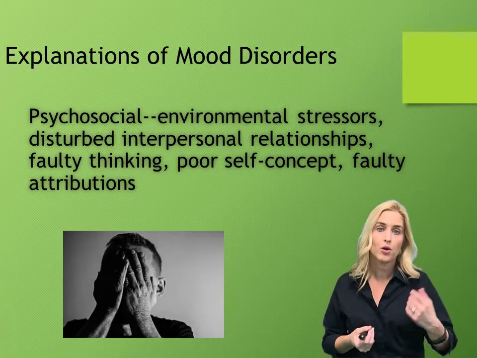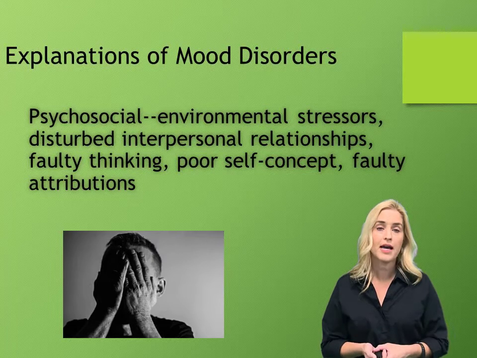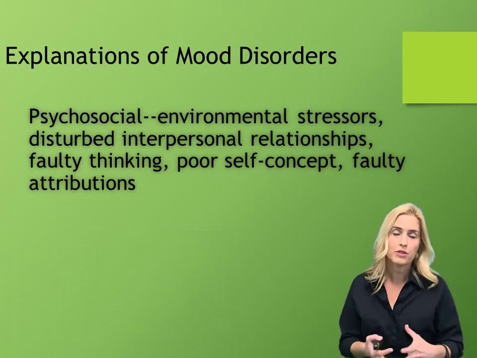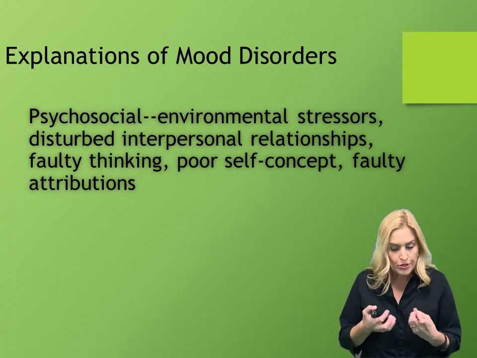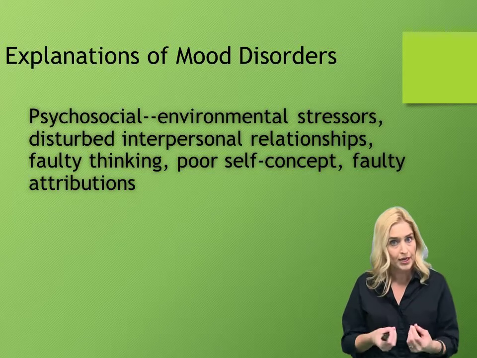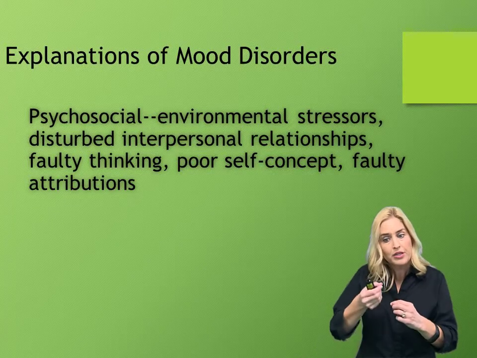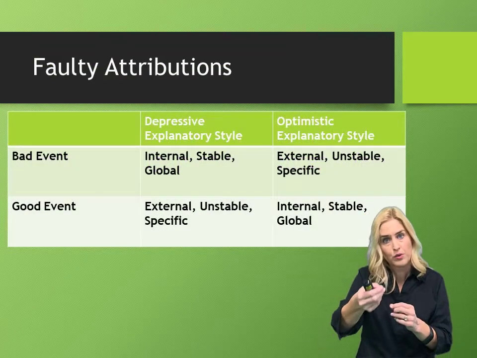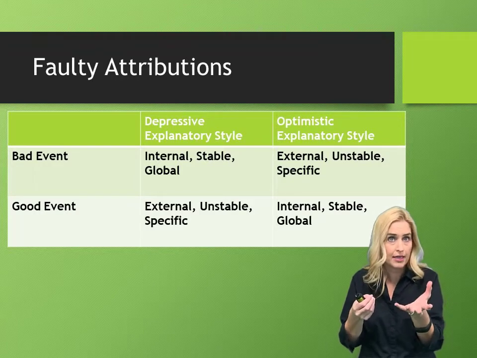Faulty thinking, as I'll go into in the next slide, poor self-concept, and faulty attributions, and we'll talk about that on the next slide as well. Faulty attributions and faulty thinking is something that we've learned about through cognitive behavior therapy, and we'll talk about that in the therapy chapter. But I wanted to start to introduce this idea of faulty attributions because we do think that this is a big contributor, especially to that depressive state.